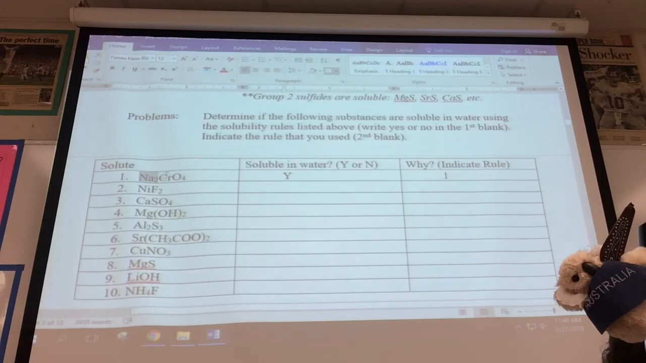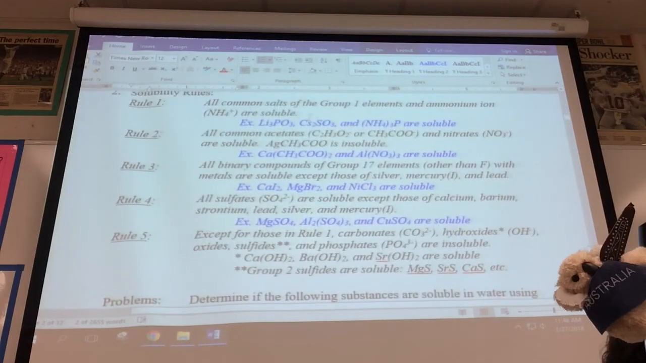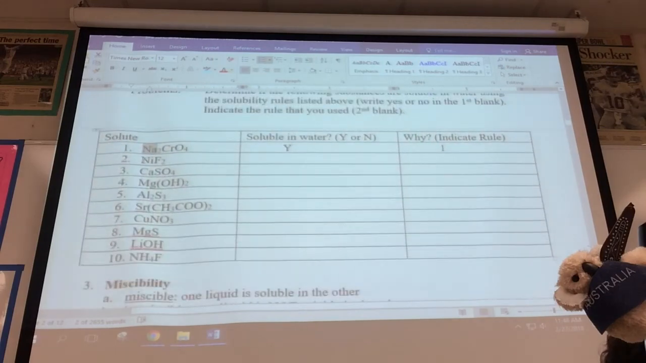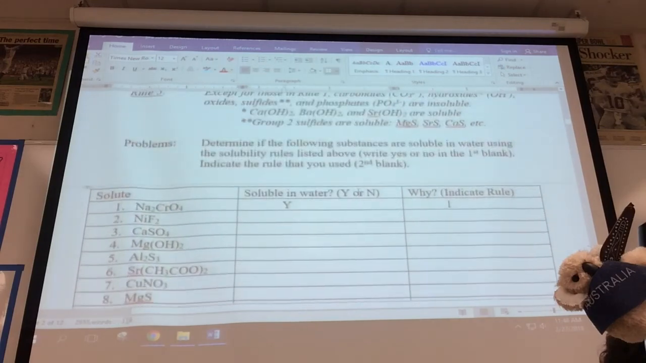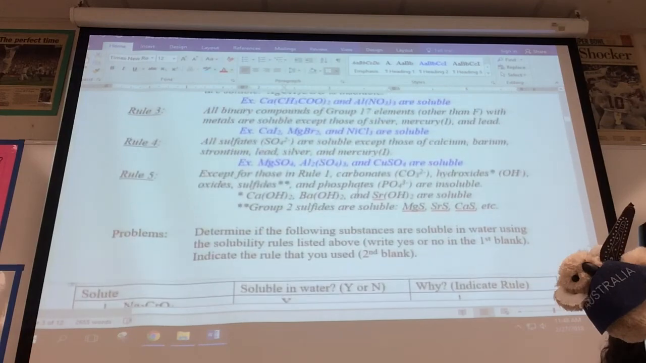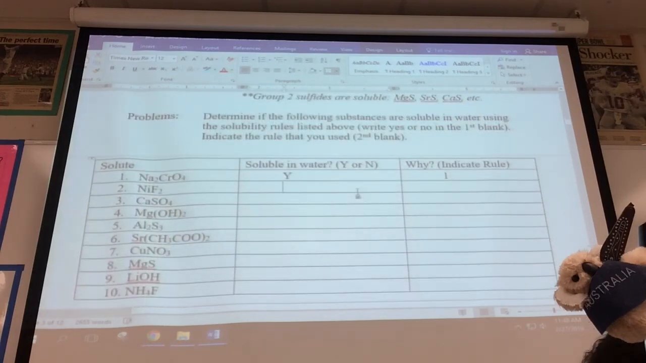In the first one, it says sodium chromate. Sodium, for sodium ion from group 1, all group 1 containing compounds are water soluble. So this would be yes, rule 1, as stated here. The second one says nickel 2 fluoride. What do you think? No. Why? Contains fluoride ion. Rule 3 is correct. It contains fluoride ion and it's not hooking with group 1 or ammonium ion.